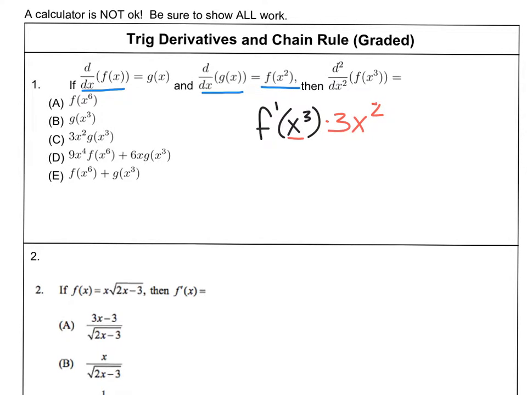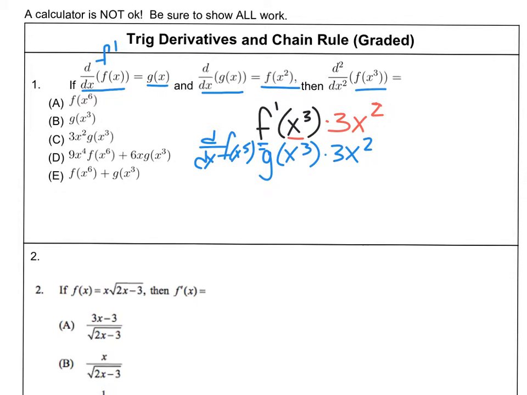All right, so the first thing that I notice here is that I've got f prime, and the derivative of f of x, aka f prime, would be g of x. I'm going to rewrite this as g of x cubed times 3x squared, and that's equal to the first derivative. So that's d dx of f of x cubed. Problem is, I need a second derivative, so we've got to take the derivative again.